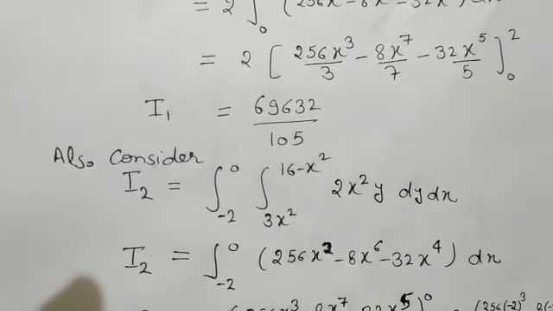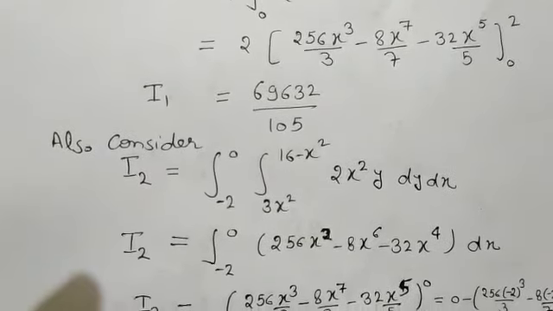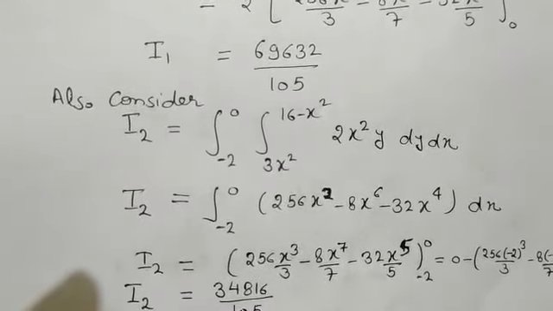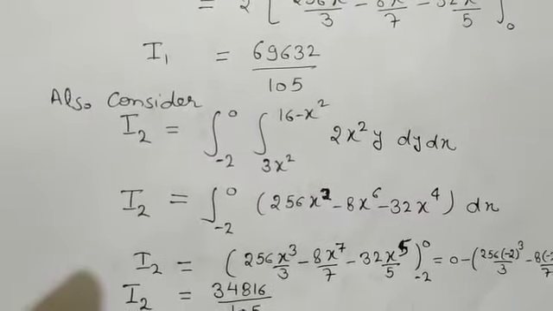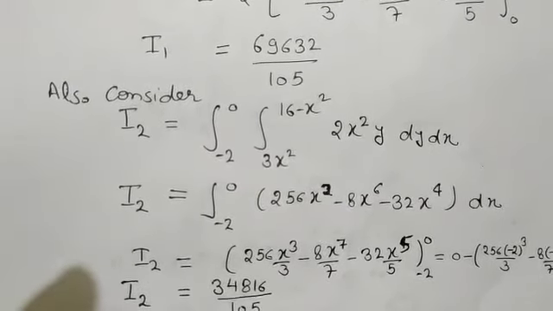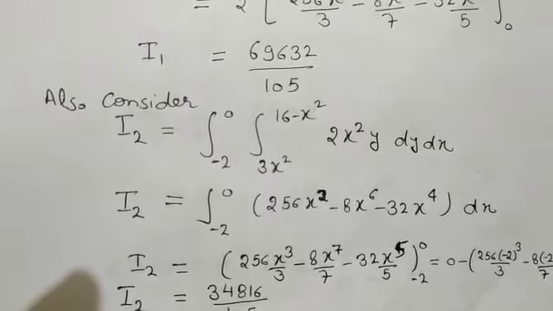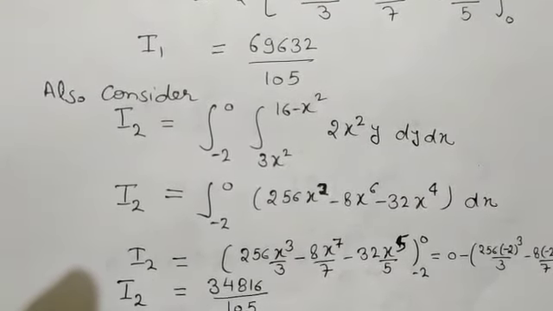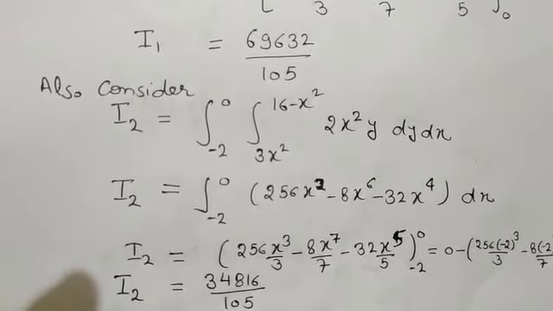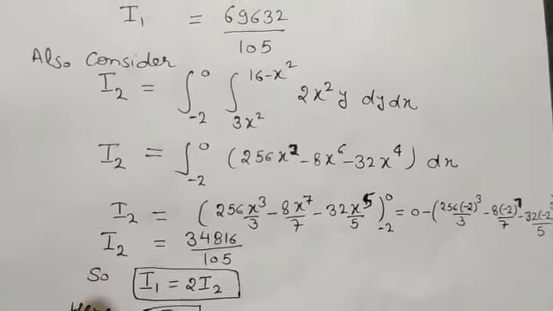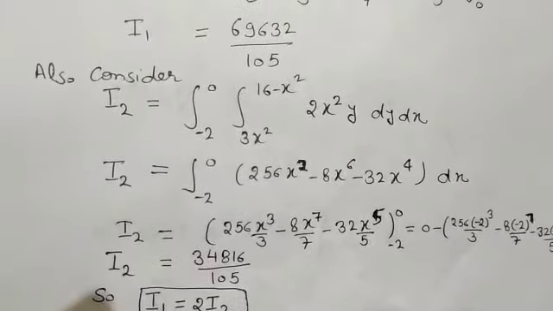And we just have to integrate with respect to x. Again we integrate x square, x power 6 and x power 4 with respect to x, and we put in the limits 0 minus -2. When you put in 0, you get 0, and when you put in the lower limit, that is minus of, replacing -2 at the place of x. On simplification, after calculation, you find that it is equivalent to this one.